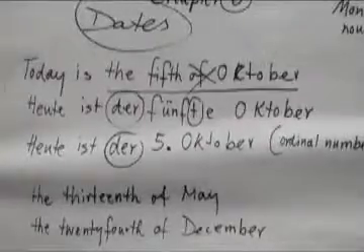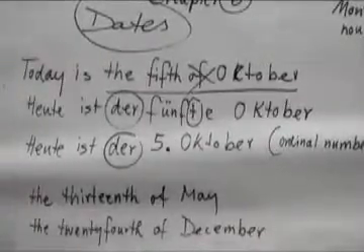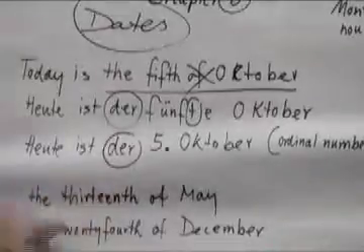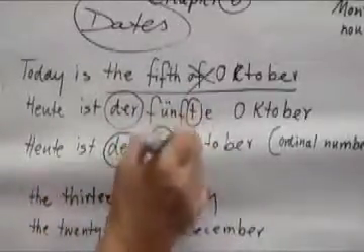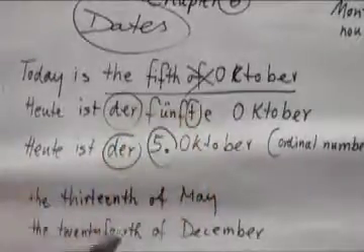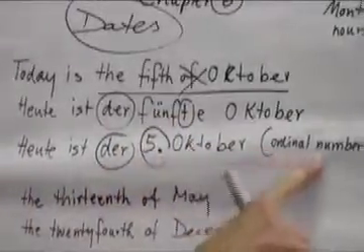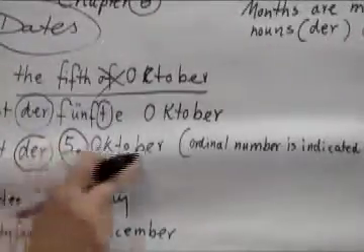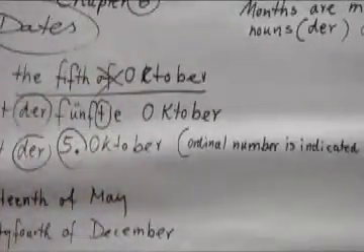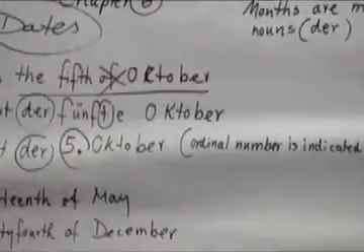And now I'm writing it a different way. Heute ist der 5. I can just write the number 5 with a period afterwards, and the period signifies the ordinal number. So I can say heute ist der 5. Oktober without writing out the number.